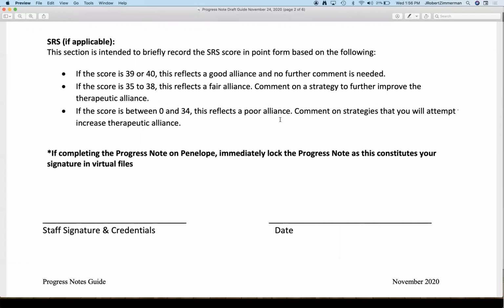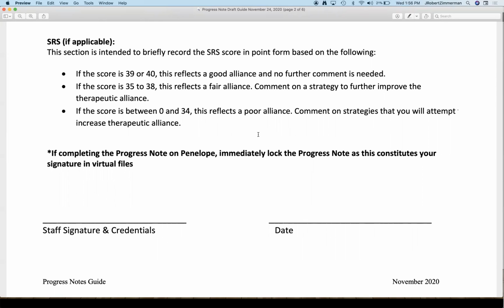For your information, that reflects a good alliance, so you don't need to comment any further. If the score is between 35 and 38, just so you know, this reflects a fair alliance. So you might want to add a comment on a strategy to further improve the therapeutic alliance. And if the score is 0 to 34, this reflects a poor alliance. You could comment on some different strategies or ideas you might have to attempt to increase the therapeutic alliance.